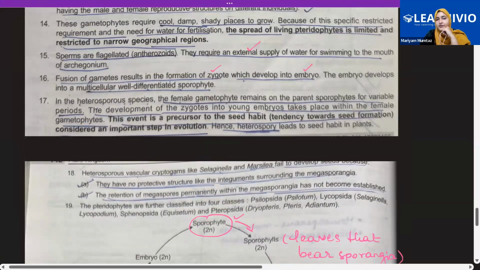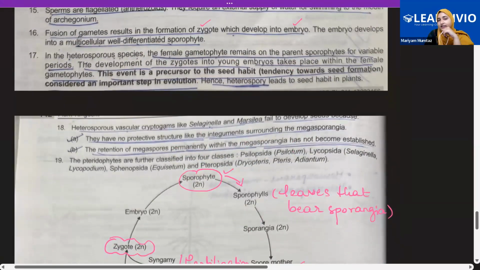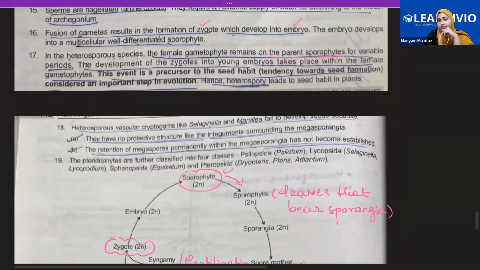So in the case of the heterosporous species, the female gametophyte is present on the parent sporophyte. Now this is opposite. The gametophyte is present on the sporophyte for a variable period. The development of zygote into the young embryos takes place within the female gametophytes. This event sort of tells us how, in the next division, there is seed formation. So this is a precursor to seed formation, meaning this is slowly moving towards the seed habit. And this is a very important thing as far as evolution is concerned.